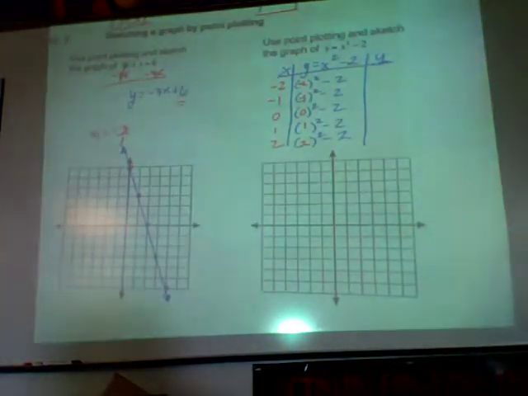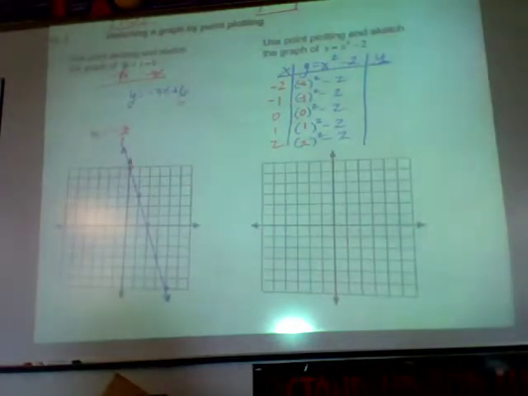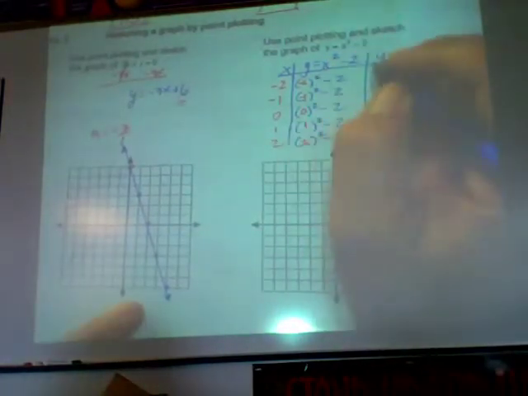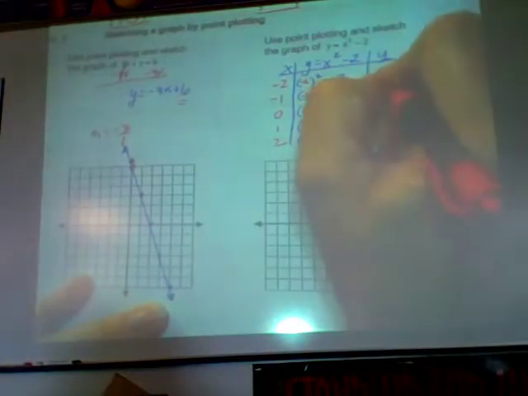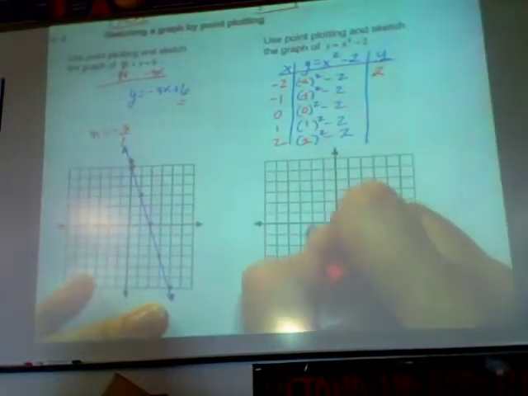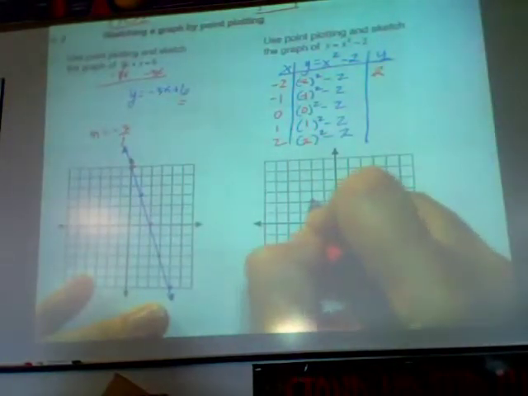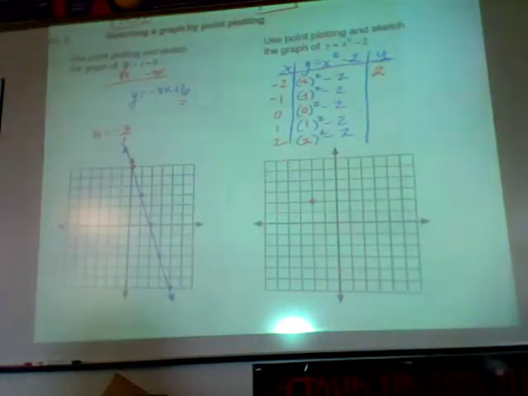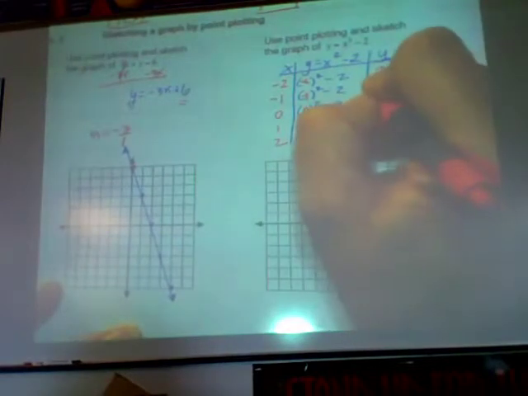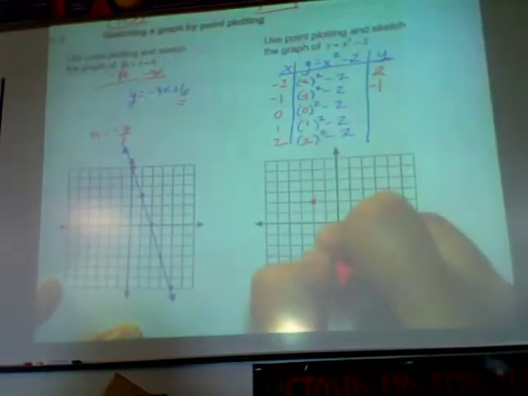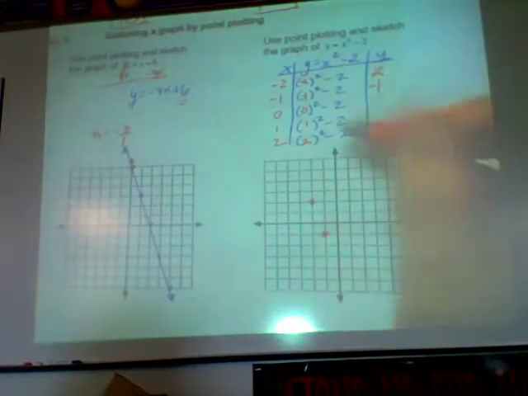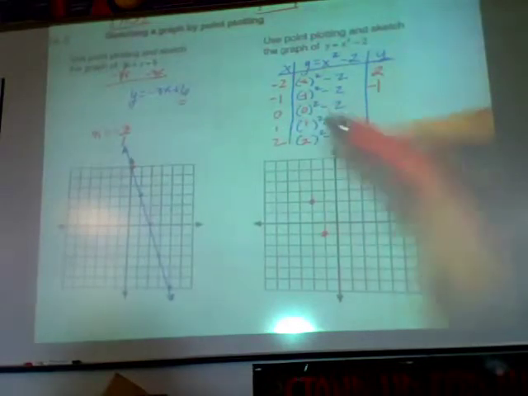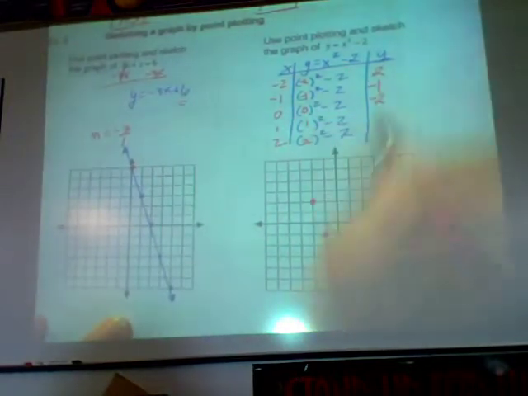So what is negative 2 squared? 4. 4 minus 2? 2. So one of my ordered pairs is negative 2, positive 2. And what's negative 1 squared? 1 minus 2? Negative 1. So another point is negative 1, negative 1. 0 squared is 0, minus 2 is negative 2.